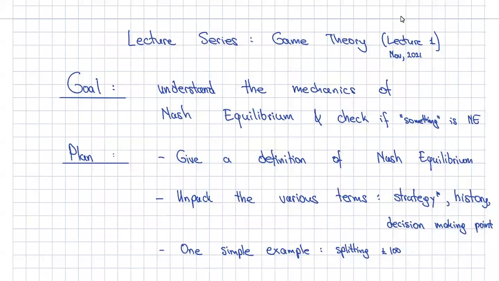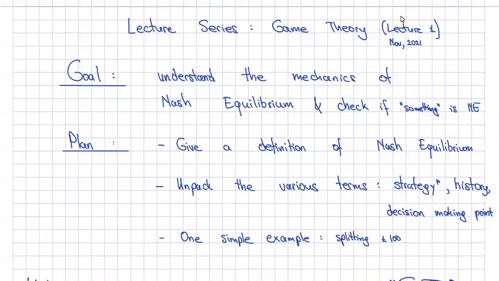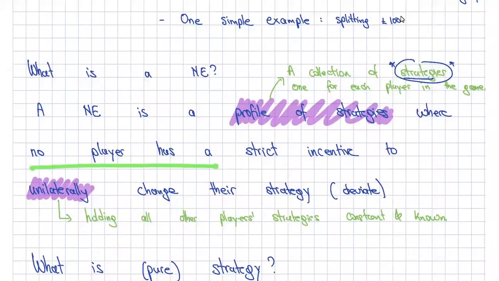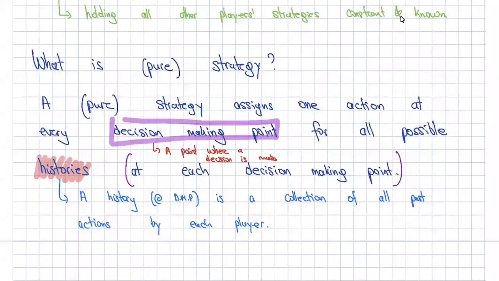They're really saying, is this profile of strategy special enough to be called a Nash equilibrium? What does it mean for a profile to be special enough? It must be that no player has a strict incentive to unilaterally deviate or change their strategy, holding all other players' strategies constant and known. The concept of a strategy is really the most important concept. So let's try and understand that with some simple rules.